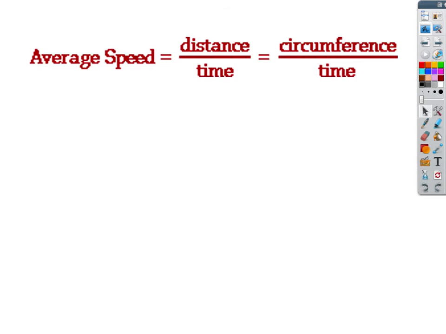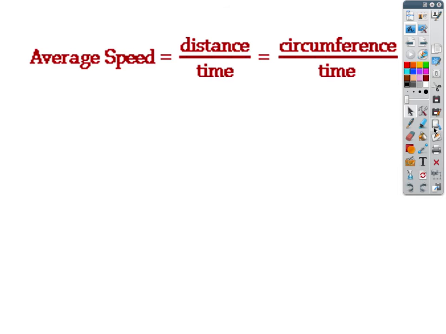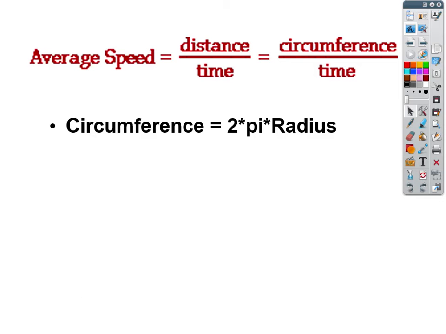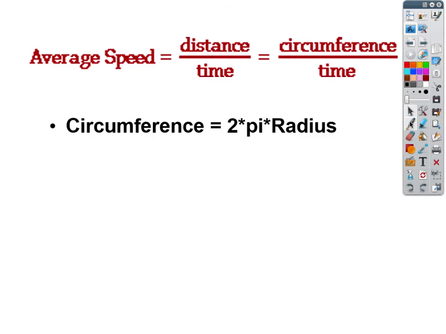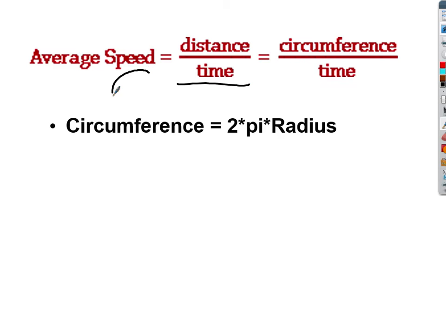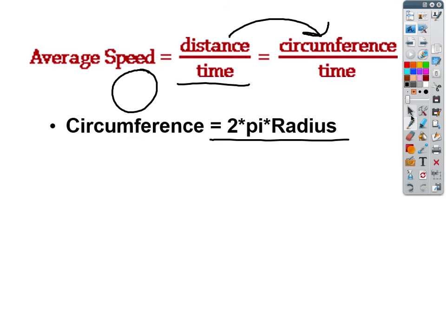So finally, that leads us to speed. As you can see here, speed, we already know, is distance over time. But the thing is, we're doing a circle, so distance becomes circumference. And the circumference of a circle we know is 2 pi r, 2 pi times the radius.